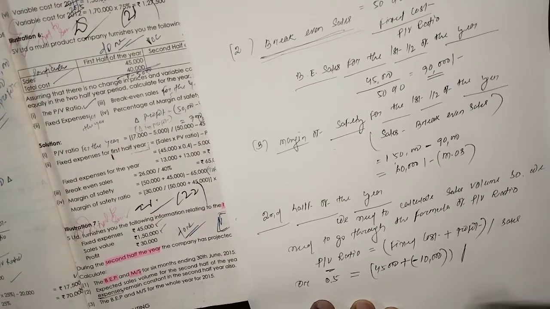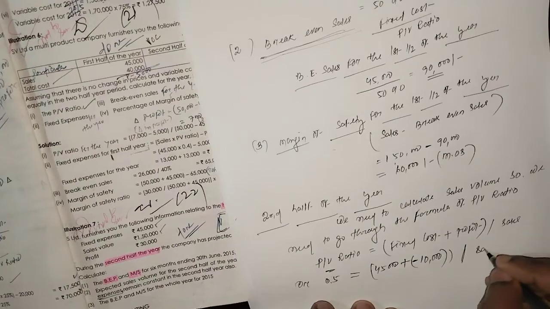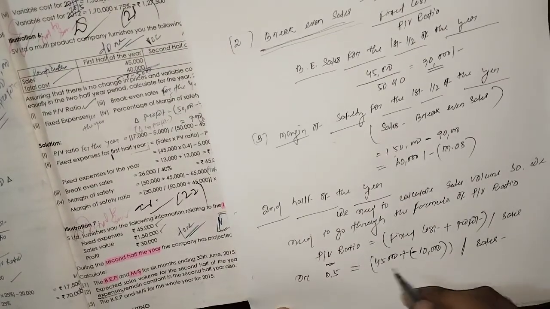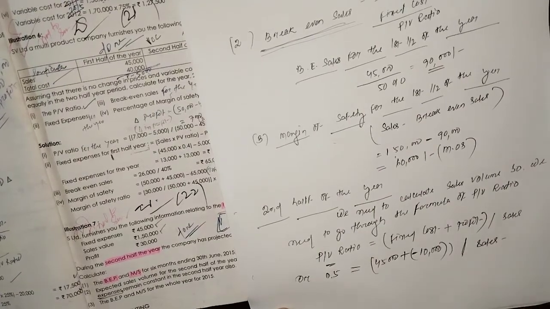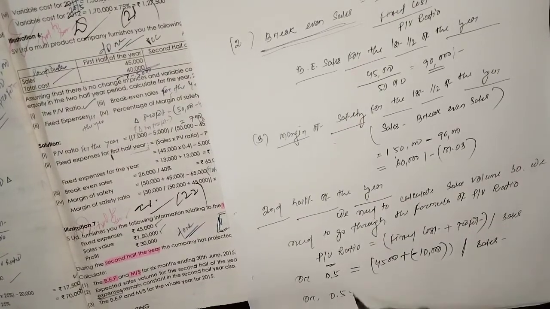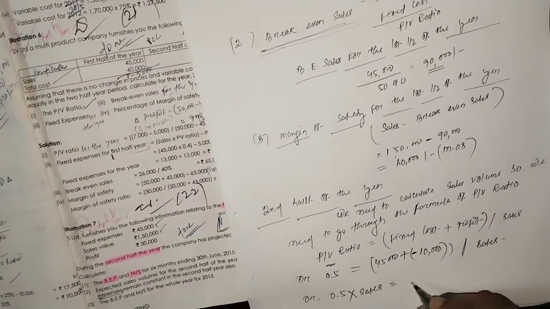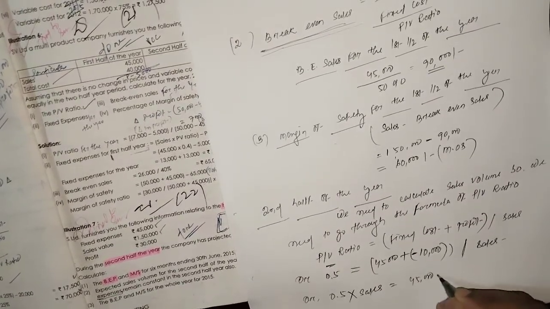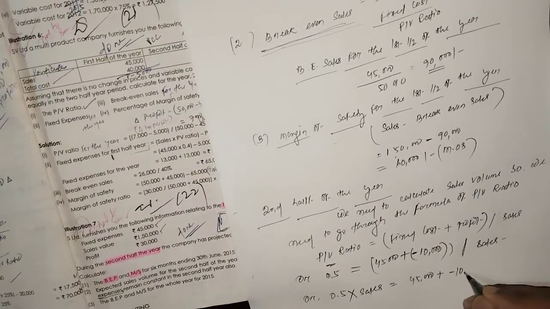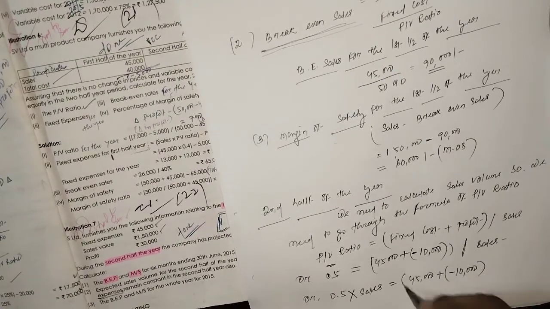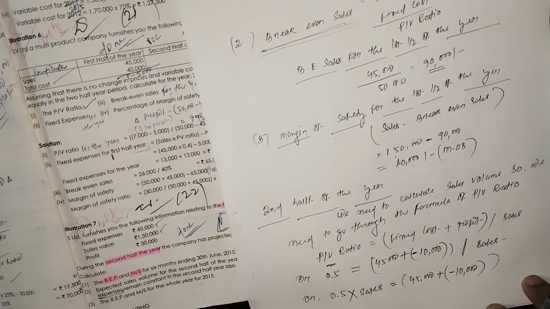डिवाइडेड बाई सेल्स कितना था? सेल्स तो नहीं है, सेल्स वी नीड टू कैलकुलेट सेल्स. ओके, सो 0.5 is equal to 45,000 plus minus 10,000 divided by sales. Now here 0.5 into sales is equal to 45,000 plus loss of 10,000, राइट? ये भी हम लोग कर सकते हैं.